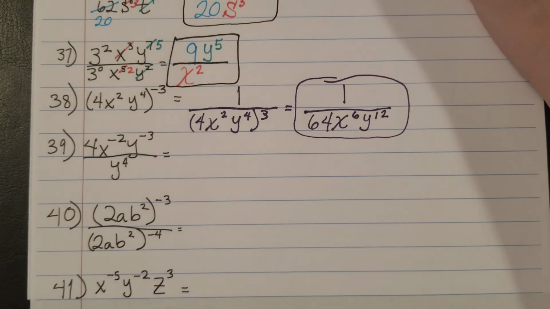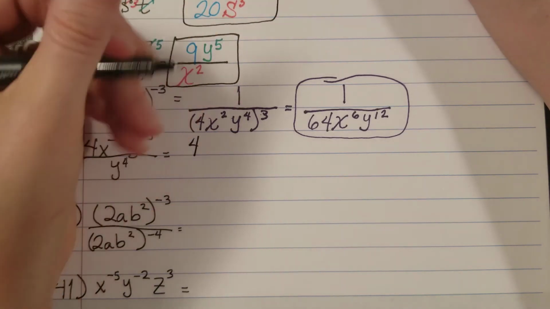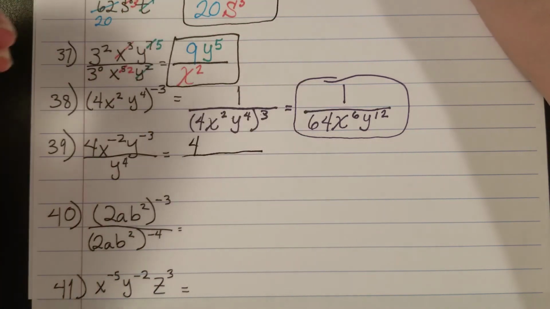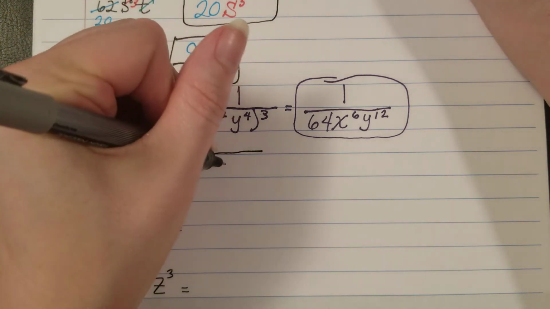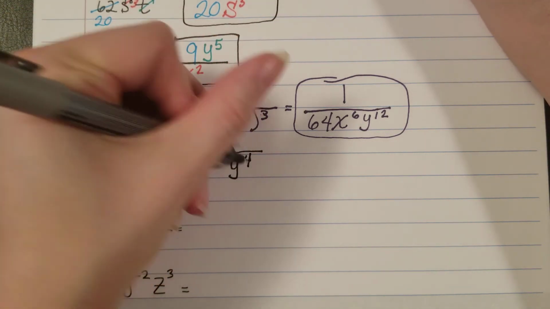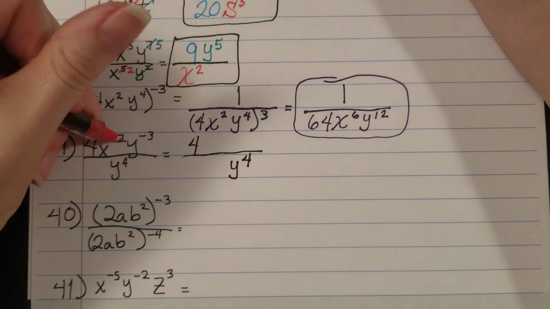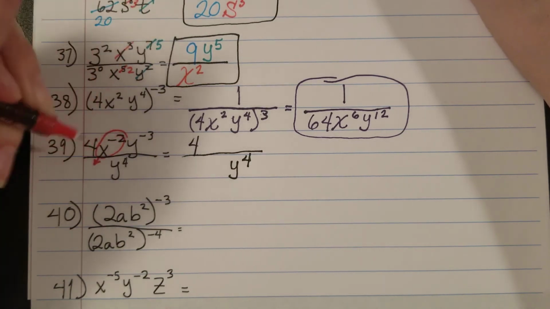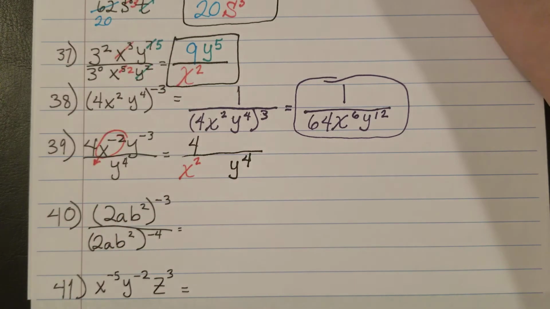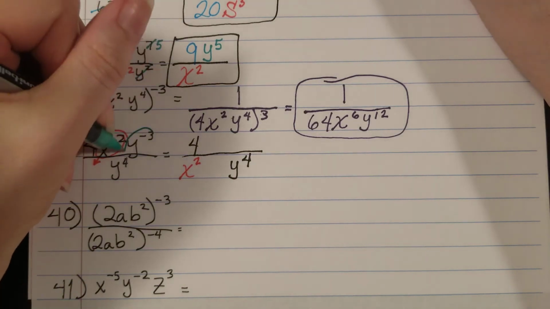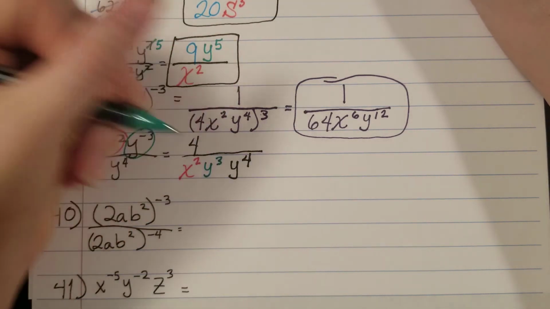All right, number 39. So I just need to take the variables that have negative exponents and move those down. So the 4 is going to stay there, and y to the 4 is going to stay there. And I'm going to move this down. It's going to make it x squared, and I'm going to move this down. I'm just going to make it y cubed.